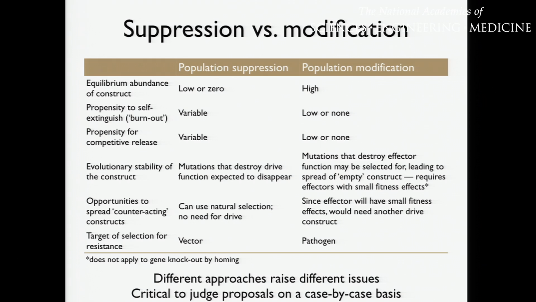Now, in terms of opportunities to spread counteracting constructs, things to counteract the original construct that you put in, for population suppression you're putting a load upon the population, and you can use natural selection to spread a counteracting construct. Whereas for population modification, since effectors are going to have small fitness effects, counteracting that small fitness effect will also have a small fitness effect. And so you cannot use natural selection; you'd have to rely on drive to spread a counteracting construct.